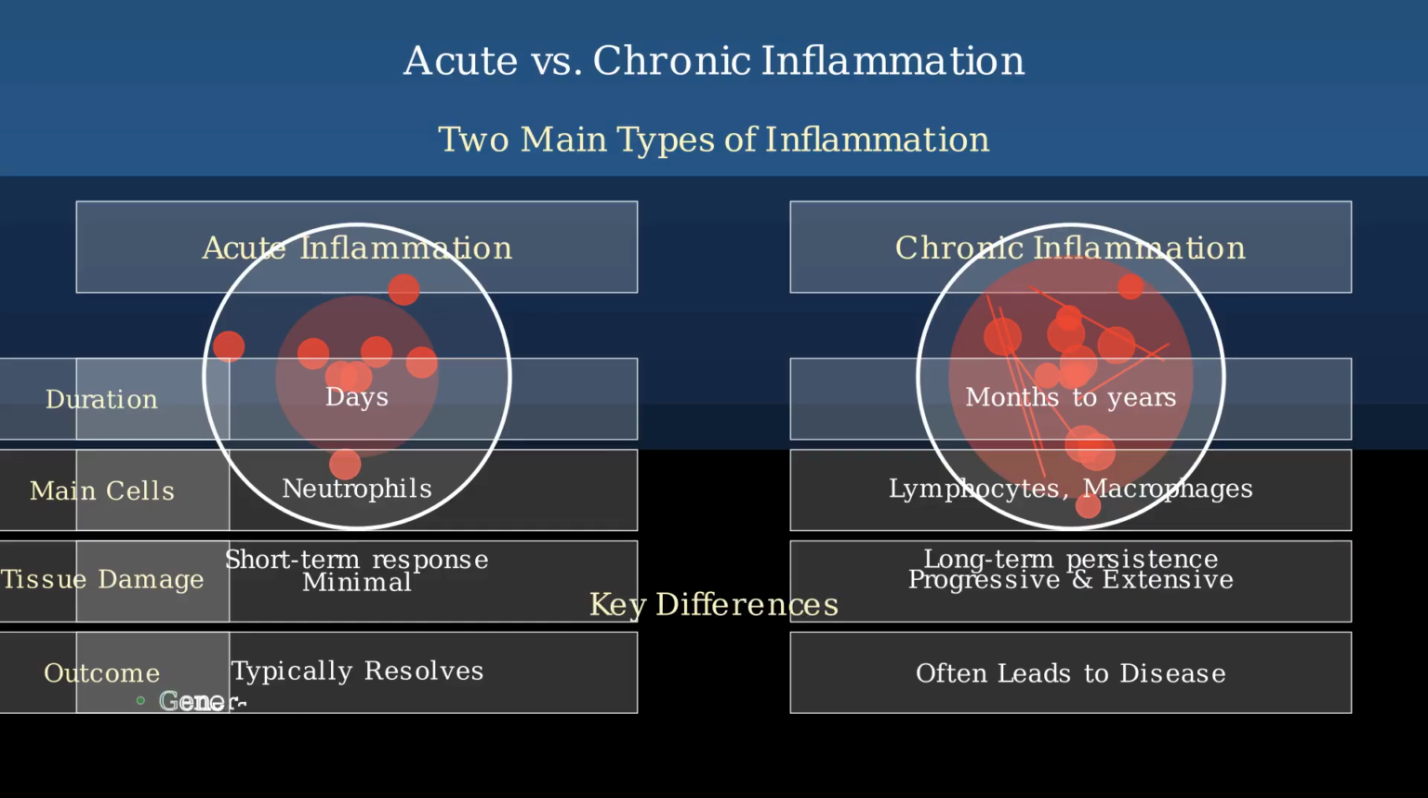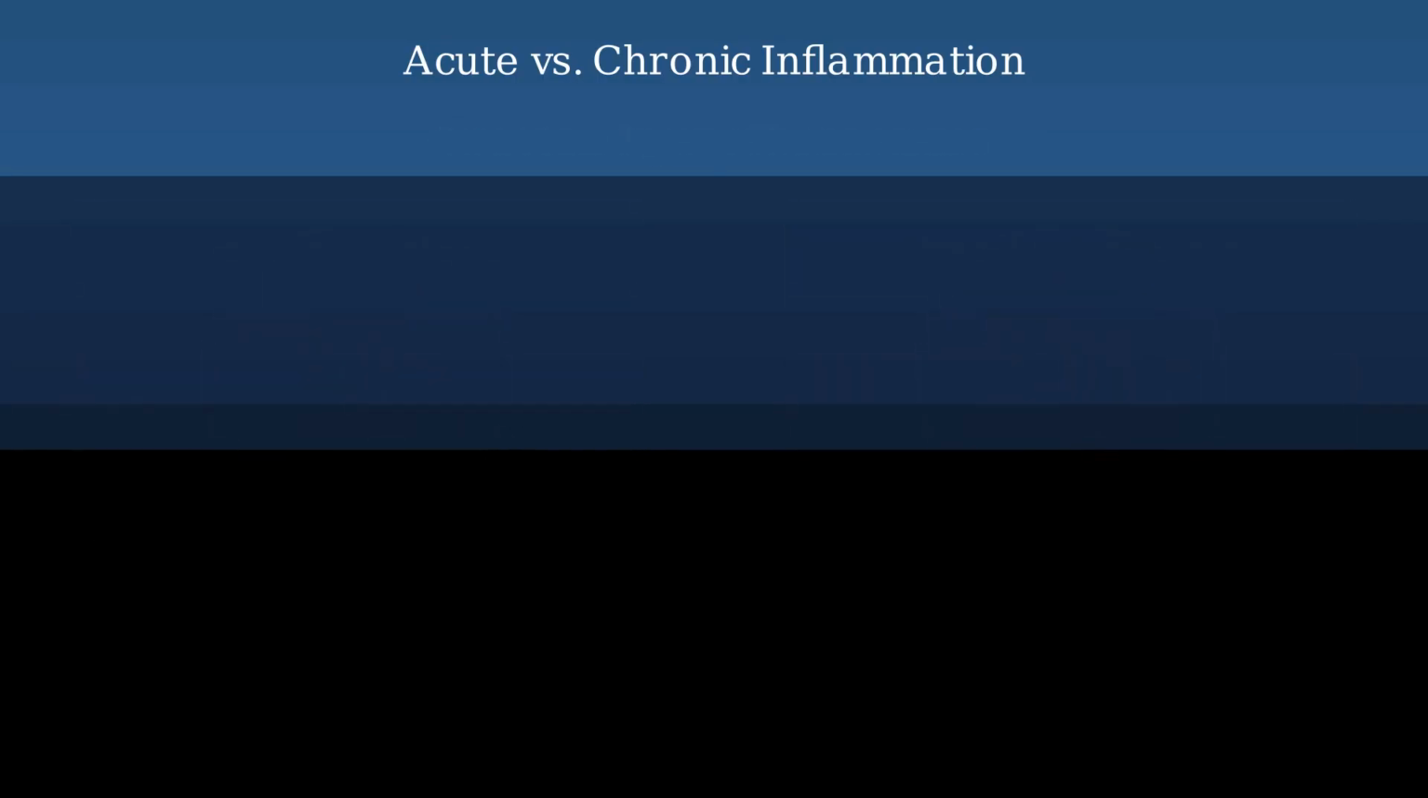Acute inflammation is generally beneficial, helping the body heal from injuries and infections, while chronic inflammation often leads to tissue damage and disease when the inflammatory response persists too long. Understanding the differences between acute and chronic inflammation is essential for grasping the broader concepts of inflammatory diseases and treatments.